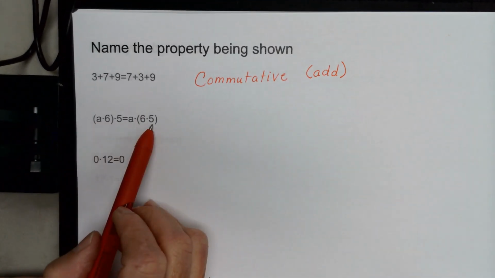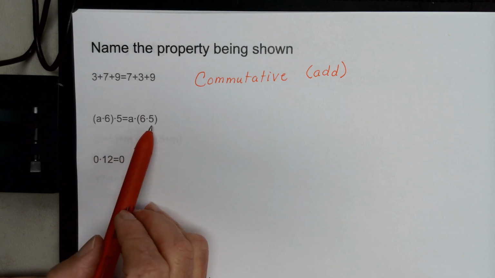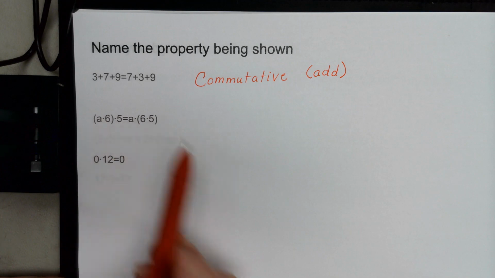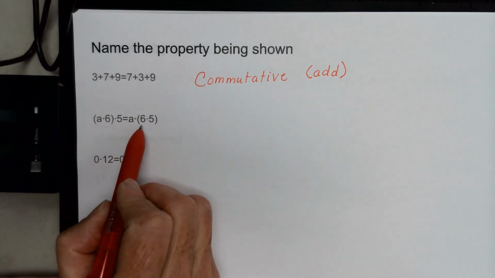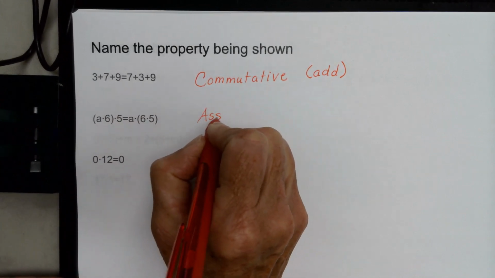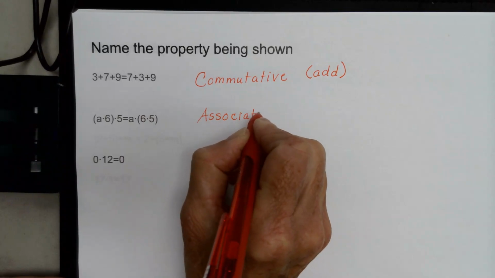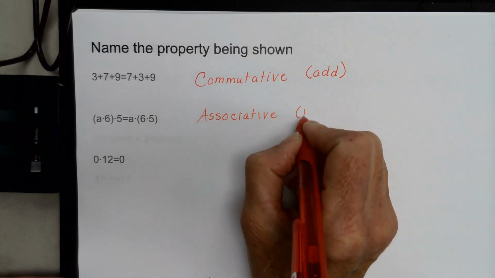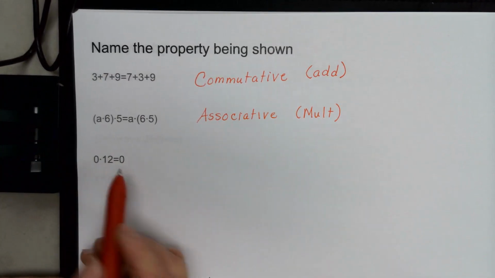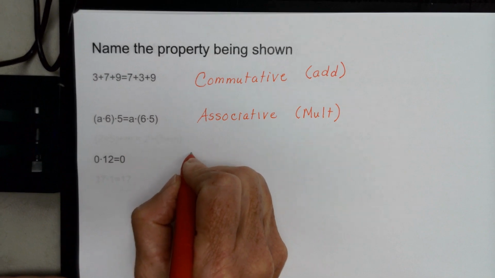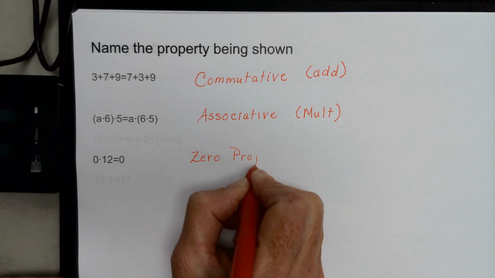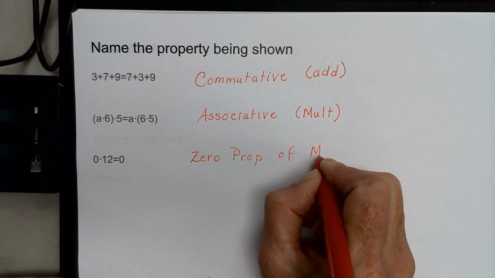This one, you see parentheses, so the very first thing you want to look at is it associative property? The order has not changed from one side to the other, but what I multiply together, or what's in the parentheses, has changed. So this is the associative property of multiplication. This one, I take a number, I multiply by 0, and I get 0. So this is the 0 property of multiplication.